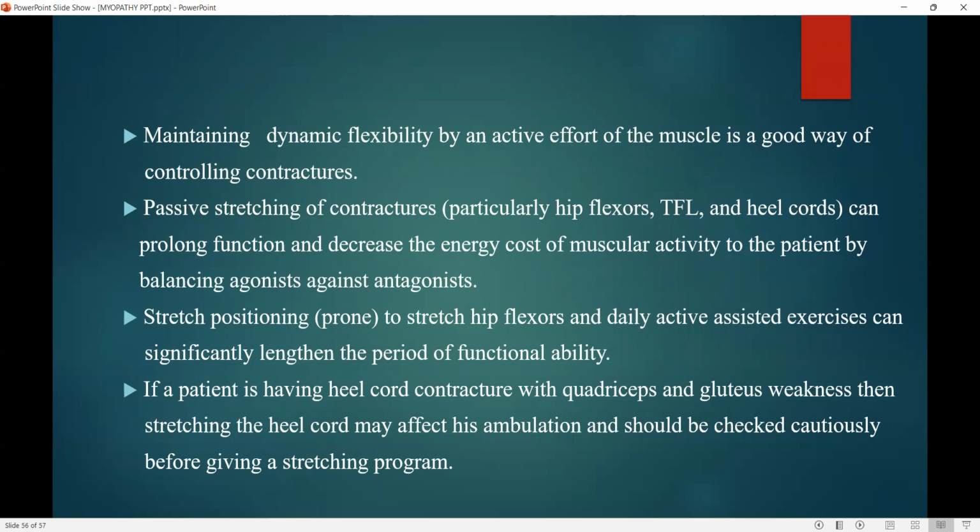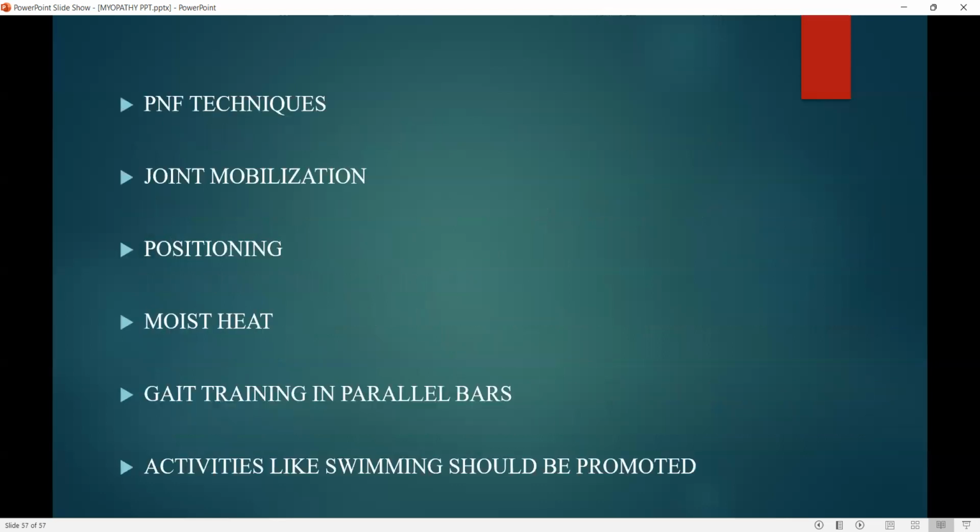If a patient has a heel cord contracture with quadriceps and gluteus weakness, stretching the heel cord may affect his ambulation and should be checked carefully before giving the stretching program. Now the PNF technique, neuromuscular facilitation, joint mobilization, positioning, moist heat, gait training in parallel bars, and activities like swimming should be performed.